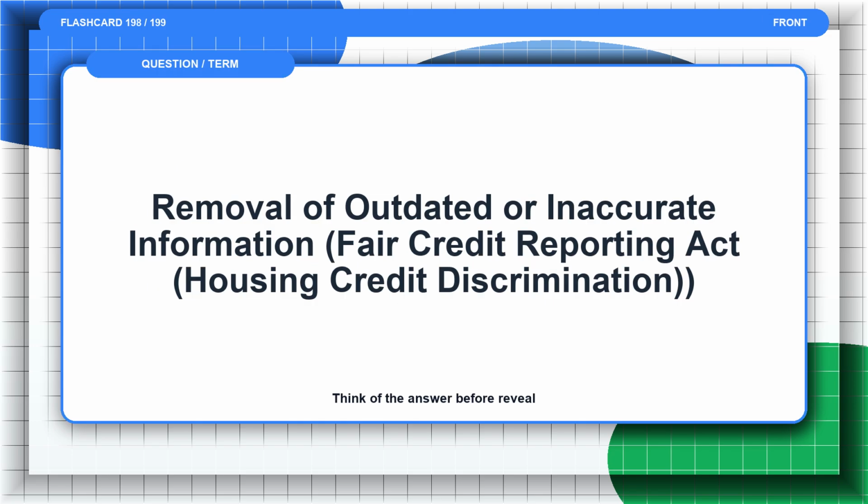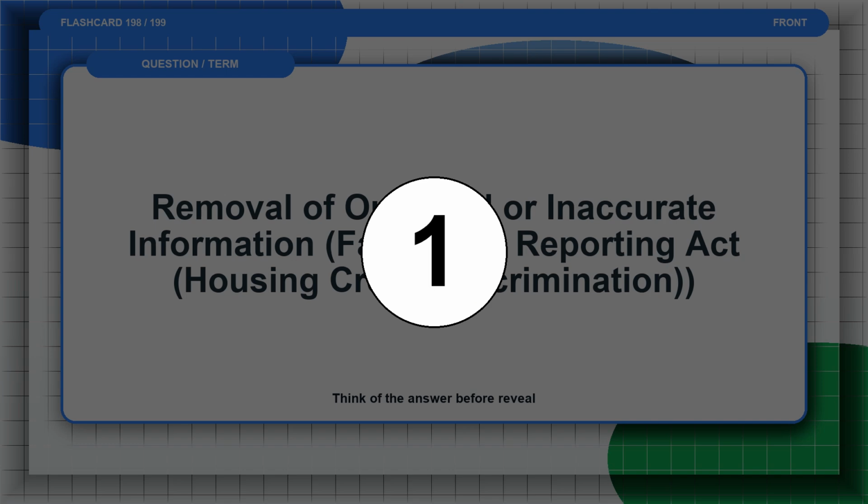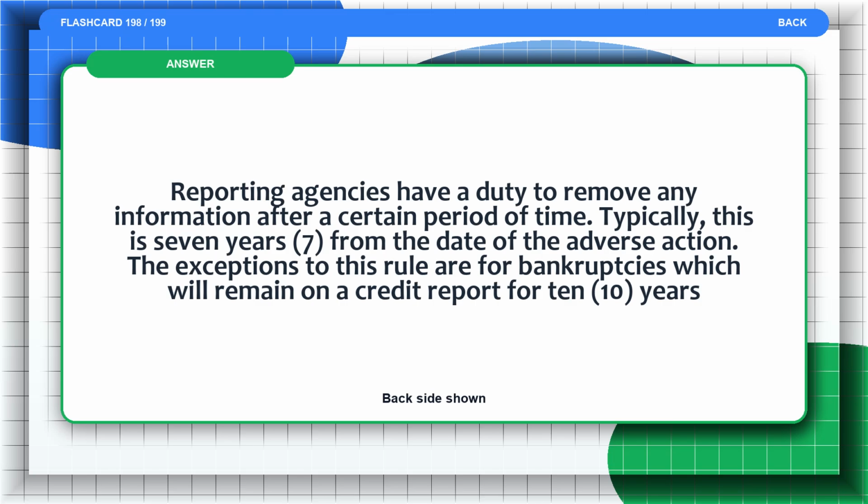Flashcard 198. Removal of outdated or inaccurate information. Fair Credit Reporting Act. Housing credit discrimination. Pause and think of the answer before the reveal. The answer is, reporting agencies have a duty to remove any information after a certain period of time. Typically, this is 7 years from the date of the adverse action. The exceptions to this rule are for bankruptcies, which will remain on a credit report for 10 years.